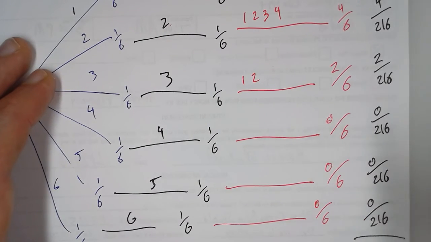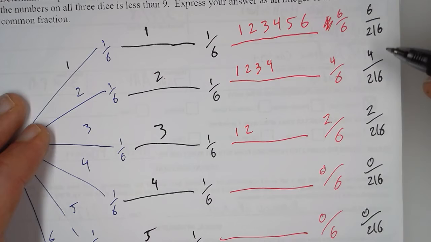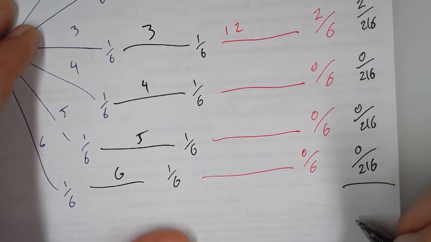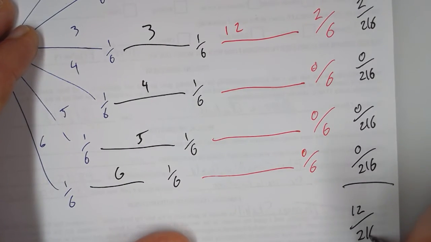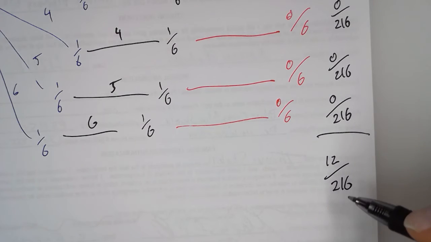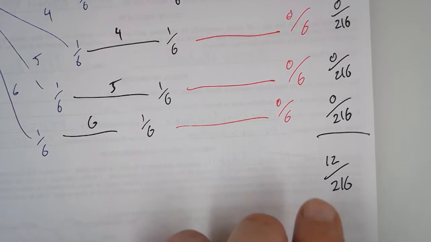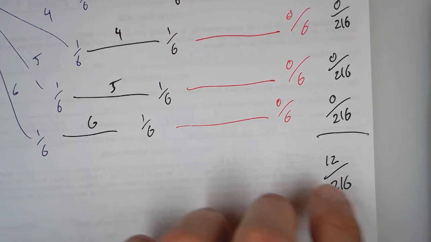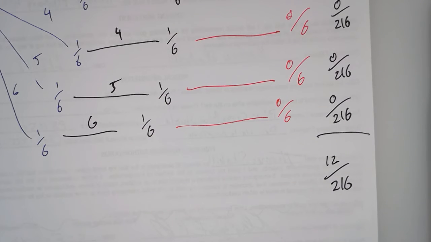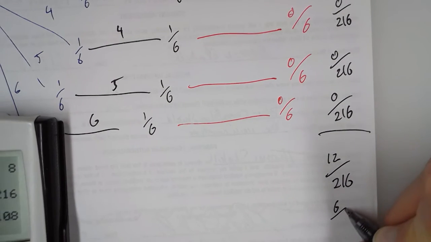So now we add up all of these probabilities. So 6 plus 4 plus 2 is 12 out of 216. However, that is not a reduced common fraction. So we can take a 2 out of both of those. So when we do, we get 6 out of 108.